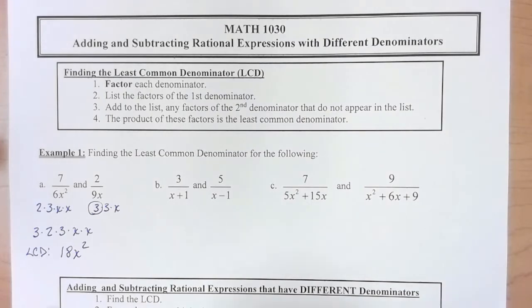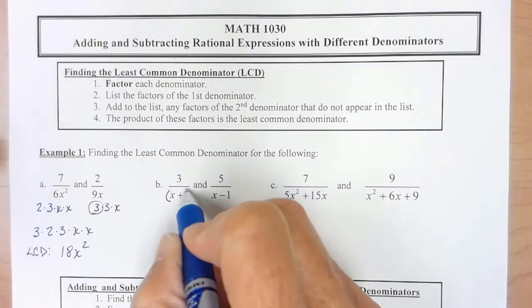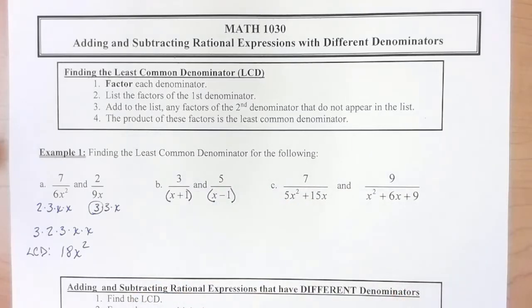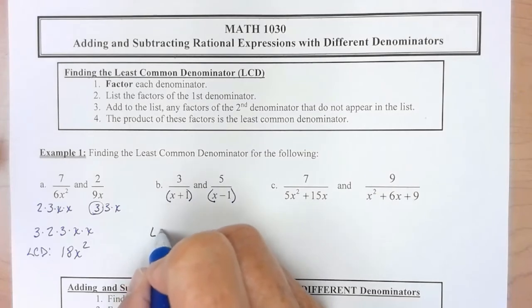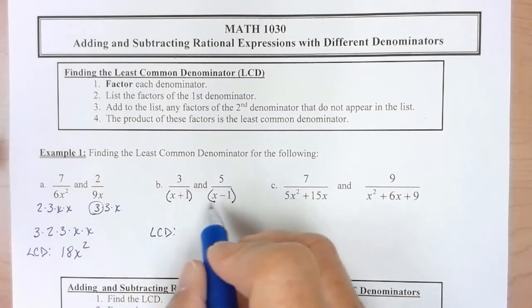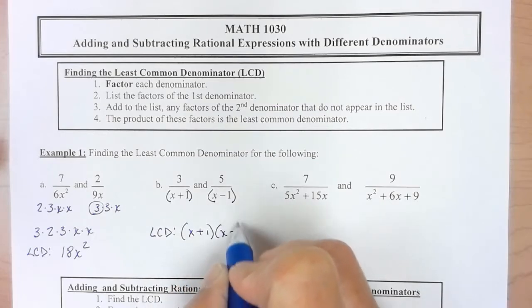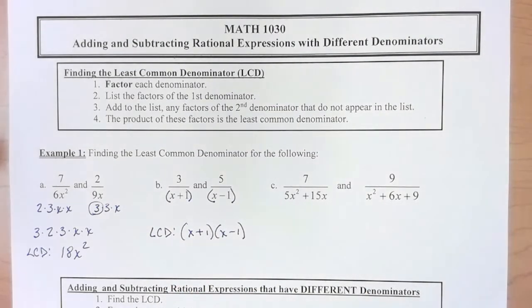One of the questions, or a couple of questions on the test, is just that. Find the LCD. Now my x plus 1 does not factor. The x minus 1 does not factor. So I have to use a combination of those. So that would be my LCD on that one. Do not multiply these, leave them in factored form.